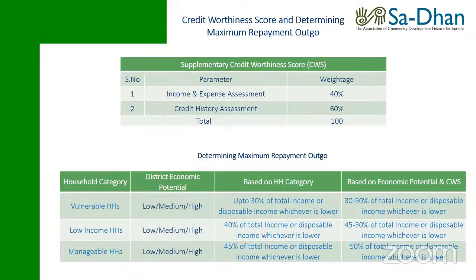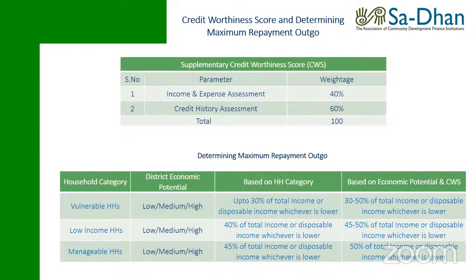So that is what we say, 50% of total income or disposable income, whichever is lower. That is what we're looking at. Next, if a household is categorized as a low income household, then again you can go up to 40% of the income. If it's a high economic potential district and the creditworthiness score is high, in that case it can go up to 45 to 50%.